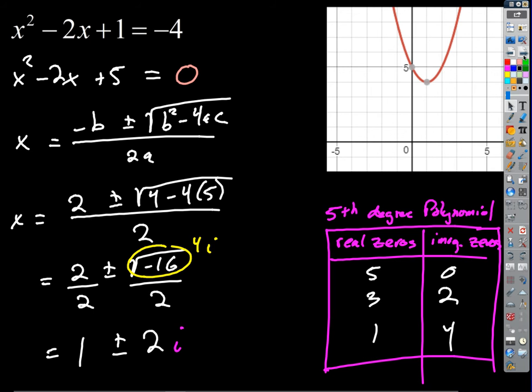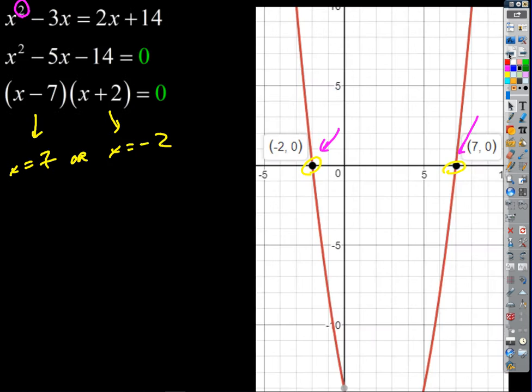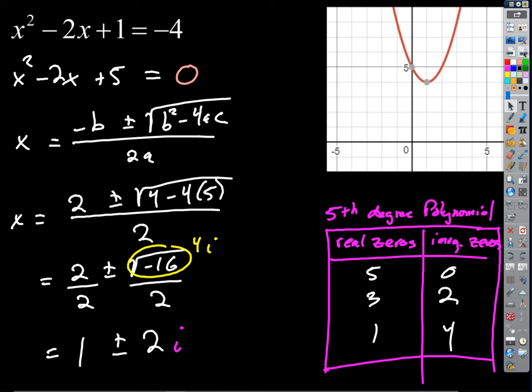But then we got up to one like this, and something strange seemed to happen here, right? We only got one answer. It's a second-degree polynomial, but we only got 1 zero. How come? Because this tells us that it has exactly n zeros, but remember it says including multiplicities. Right? Remember, some zeros can count for multiple zeros at once, so they count for more than one. That must be what's going on here.